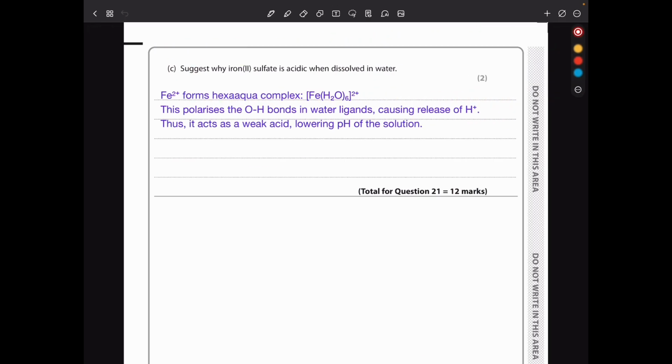Next, they ask why iron 2 sulfate is acidic when dissolved in water. When it dissolves in water, of course, there is going to be deprotonation, and that releases H plus ions.